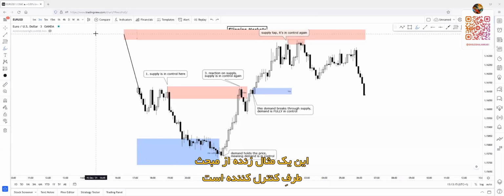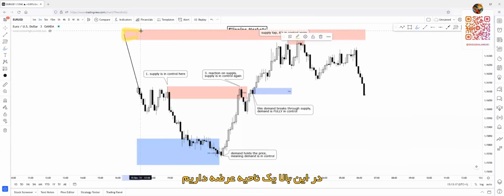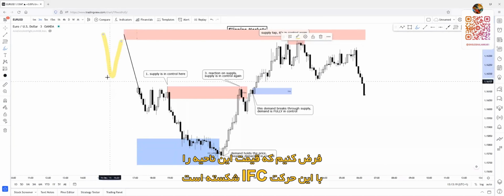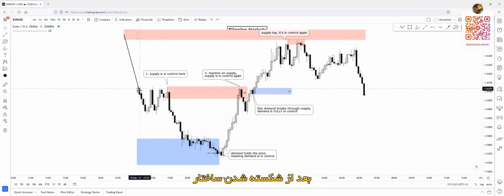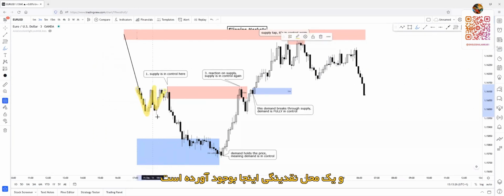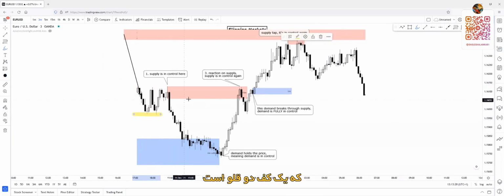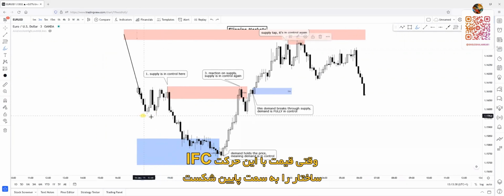Okay, let's see a live example for the who's in control topic. We have a supply zone up here, because let's say it broke structure to the downside with this inefficient movement. After the structure breaking movement, price did a pullback and created liquidity here, which is double bottoms. After this, price broke structure to the downside with this inefficient push, as you can see.